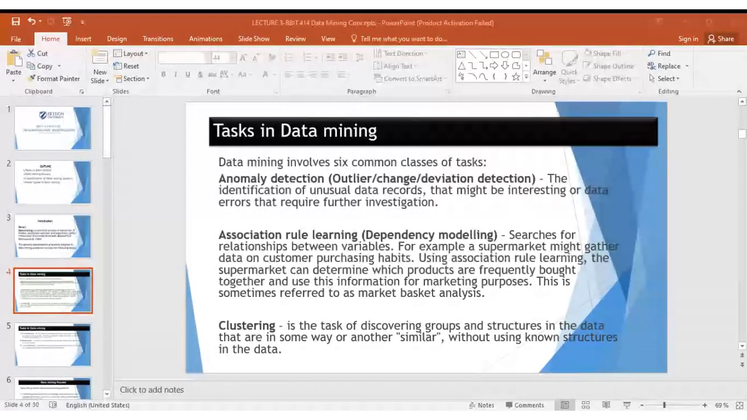But also, the concept of data errors that we may experience. We may have data entry errors, which are very common to any human being. And so those are tasks that are very key when we are looking at the data mining process. We need to be able to detect those anomalies that exist.